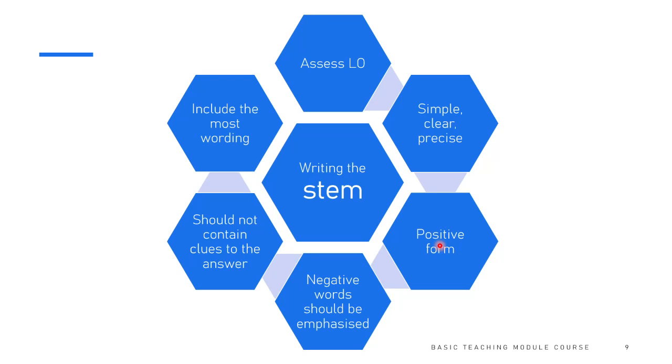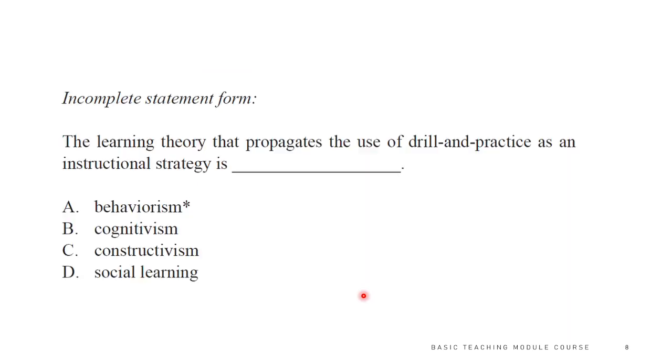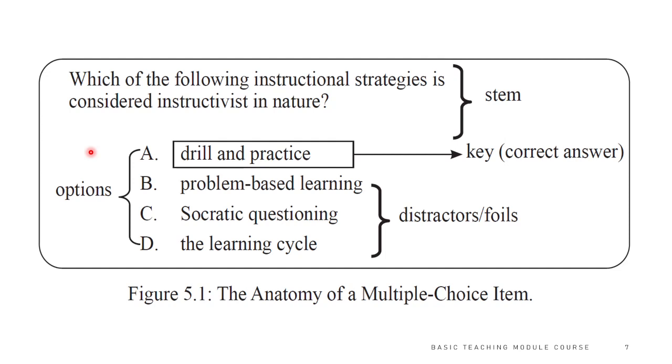But there are some cases whereby the negative is required, so just ask yourself whether it is needed or not to test the learning outcome. The next point is that a negative word should be emphasized. Though this comes after the positive form, let's say you want to ask in negative form. For example, which of the following are not instructional strategies, and you want to ask that.